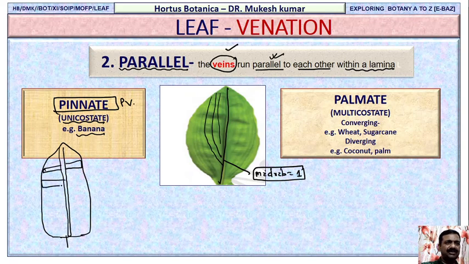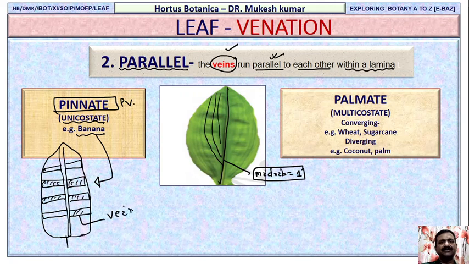Our lunch or dinner is served on a banana leaf as a thali. Now, I think most of you know about this one. See, what is this? This is the midrib, outgrowth veins, and all veins are parallel to each other. So this is the banana where the veins are parallel to each other, isn't it? Got it? Yeah.